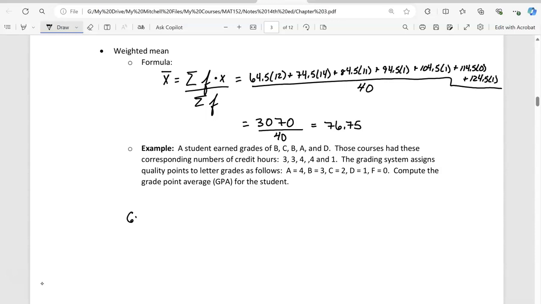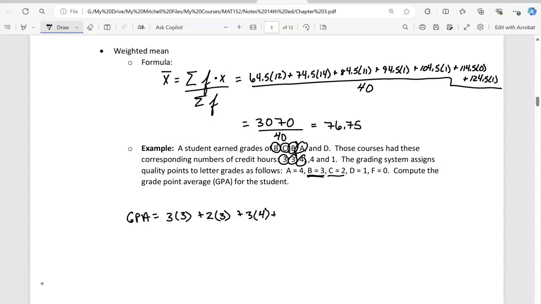So let's figure this out. So we have GPA. The student earned a B, which is worth 3 points, and it was a 3 credit hour class. So we're going to take B and multiply it by 3. This was the first class. The second class was a C, which is worth 2 points, and it counts for 3 credits. And then we have another B that was worth 4 points.